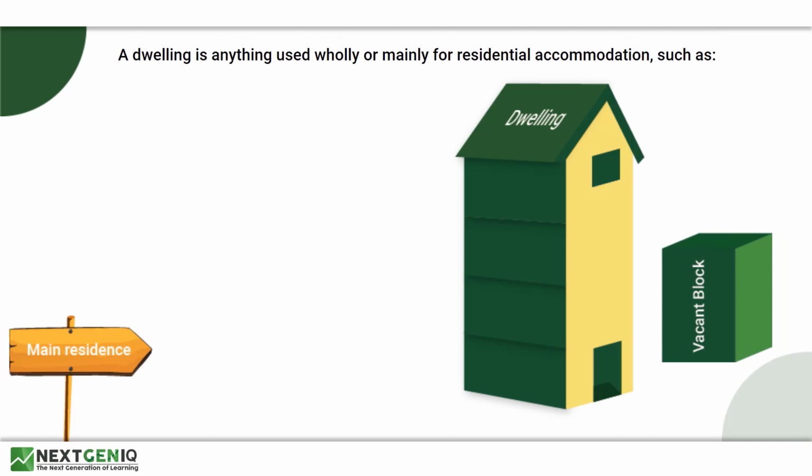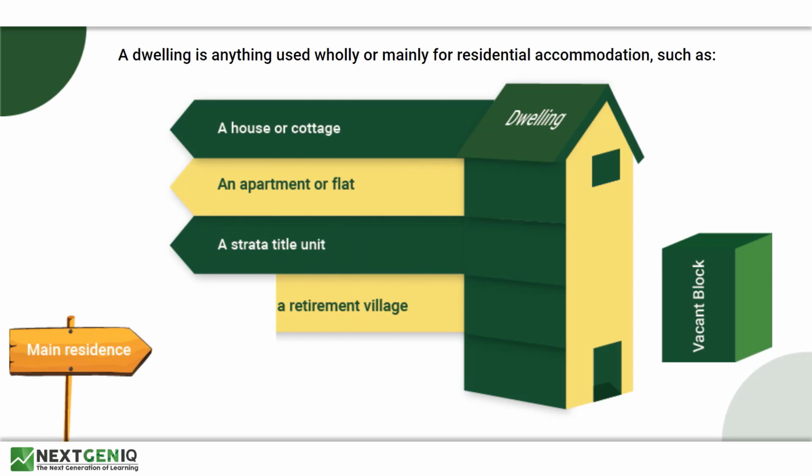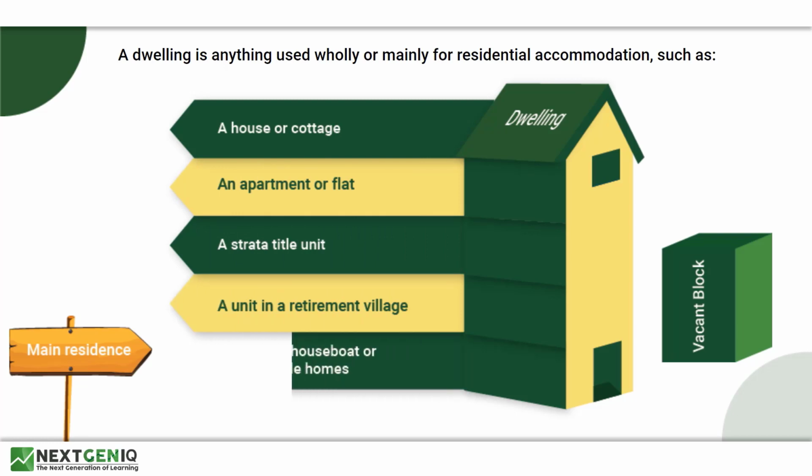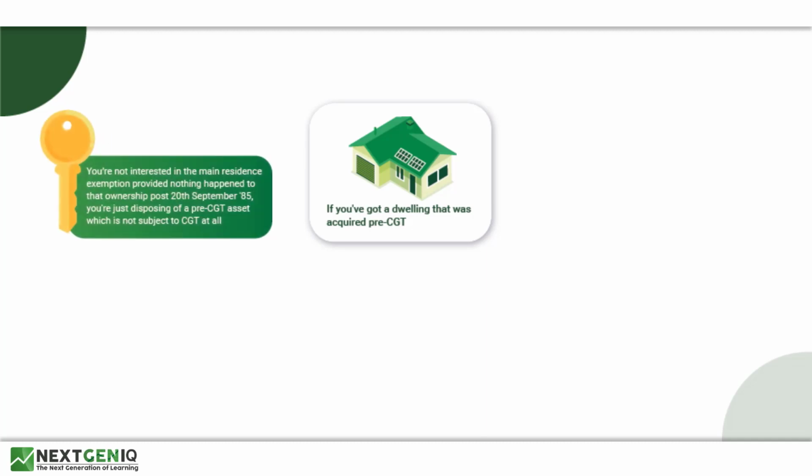A dwelling is anything used wholly or mainly for residential accommodation, such as a house or cottage, an apartment or flat, a strata title unit, a unit in a retirement village, a caravan, houseboat, or other mobile homes. We're concerned with post-CGT ownership. If you've got a dwelling that was acquired pre-CGT, you're not interested in the main residence exemption, provided nothing happened to that ownership post 20th of September 85. You're just disposing of a pre-CGT asset, which is not subject to CGT at all.